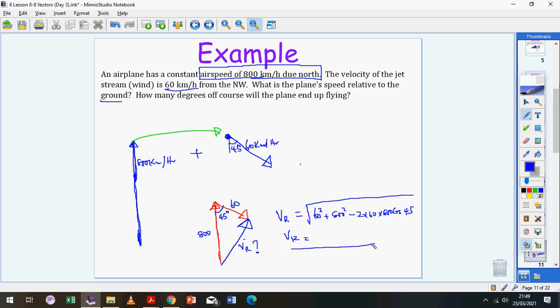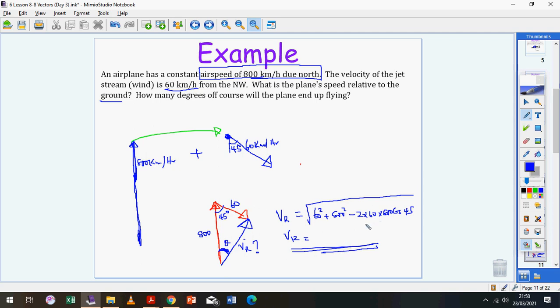After getting that answer, I can tell how many degrees off course the plane will end up flying. So this is how many degrees off course the plane ends up flying. Boom. Right? And I can solve that using the sine law. That's one way of doing it. So you can go ahead and do it that way. If you plug this in the calculator, let's do that. Let's see what I get.